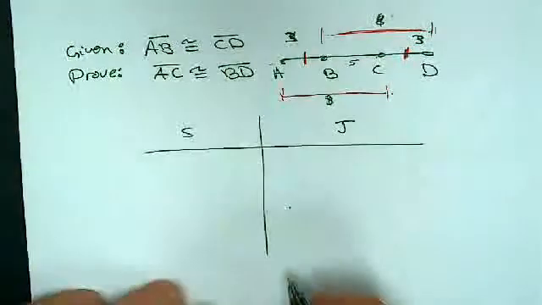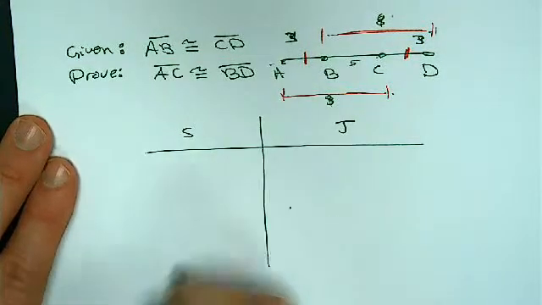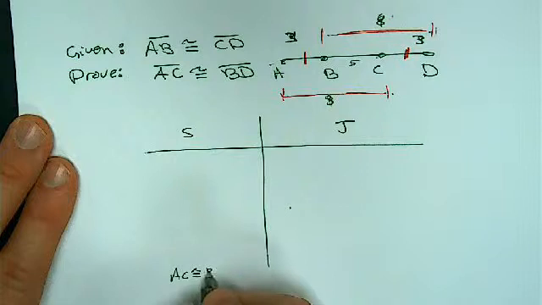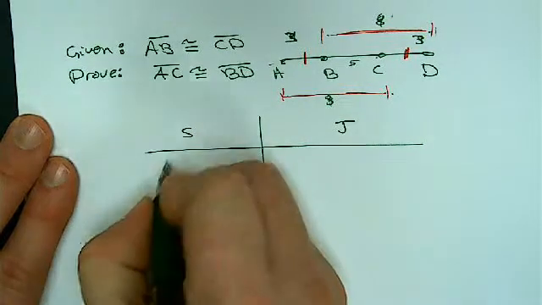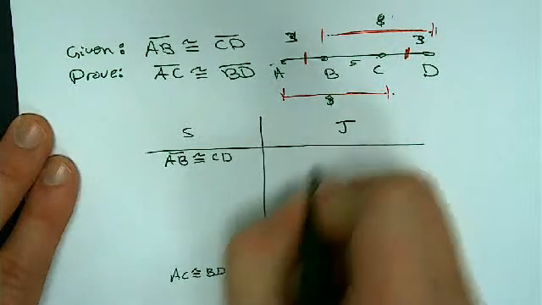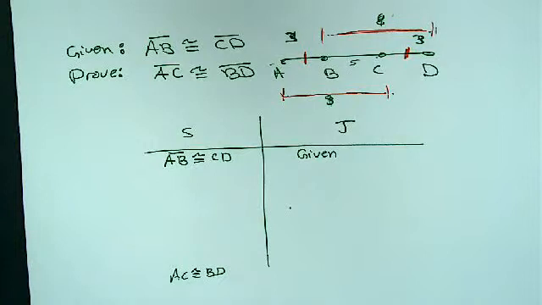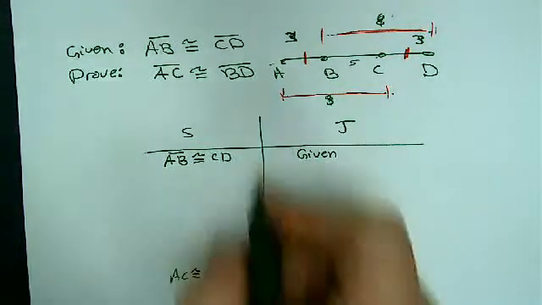Let's go ahead and start working on the proof. Remember, the last step is going to be AC congruent to BD. That's where I'm going to land when I'm finished. And I'm starting at AB is congruent to CD. Given. You forgot the line over CD. Thank you.